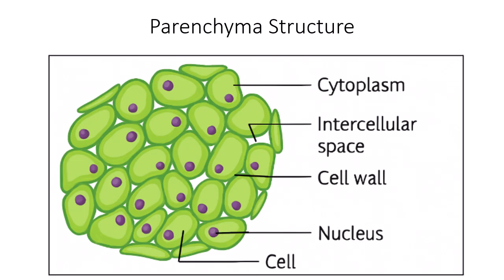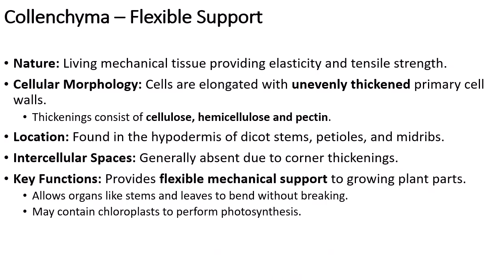Here you can see the image of parenchyma. Here you will see cytoplasm. Huge intercellular spaces can be seen. A cell wall is very thin, and here you can see the nucleus and individual cell. So this is what about the parenchyma structure.